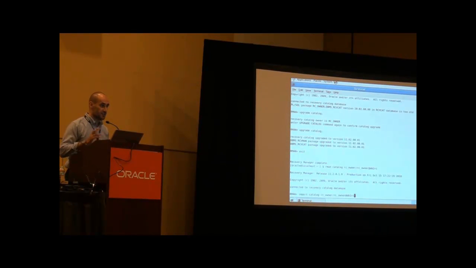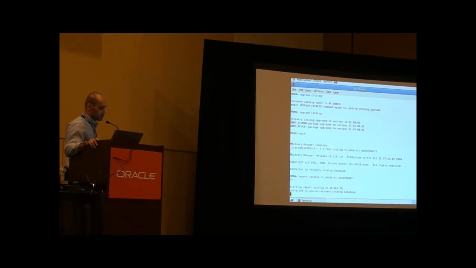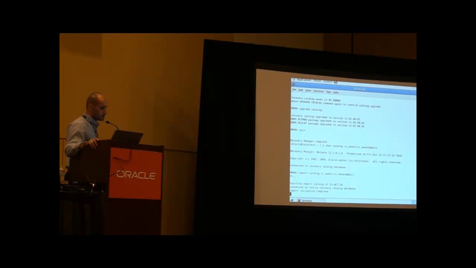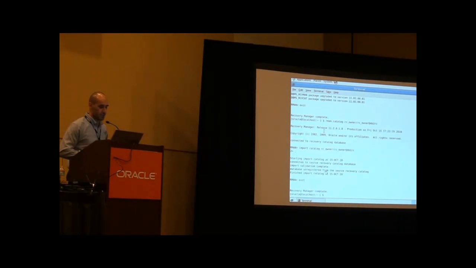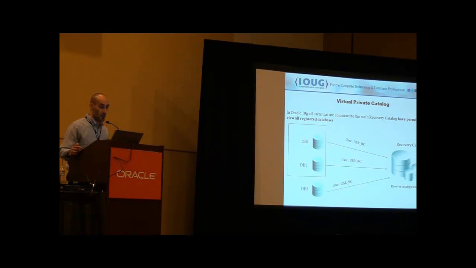I connect to the 11G main recovery catalog and use the import catalog command, providing the username, password, and the TNS entry of the other, the first recovery catalog. It's done, so the database is unregistered from the source recovery catalog. I provide the username and password of that recovery catalog owner to that user, and he will be able to view information of the rest of the databases. So if that user connects to the recovery catalog and uses list incarnation, he will get 3 databases.